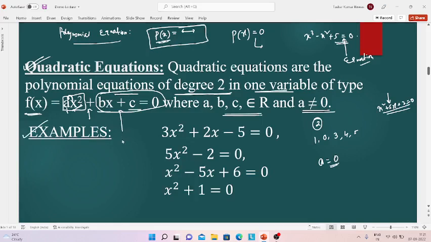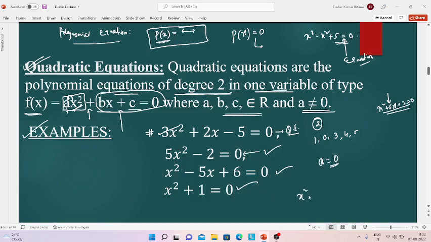So let us take some examples to understand what a quadratic equation looks like. This is 3x² + 2x - 5 = 0. Here the coefficients are real and the degree of this expression is 2. So this is a quadratic equation, which I am writing in short as QE. Let me discuss another one, 5x² - 2 = 0. This is also a polynomial equation and the highest degree is 2, so this is also a quadratic equation.